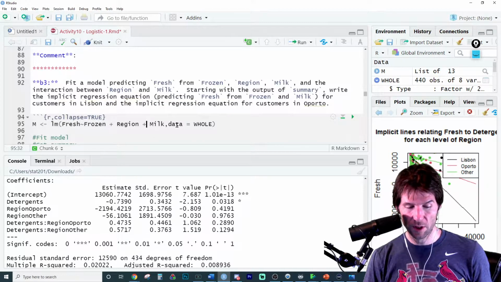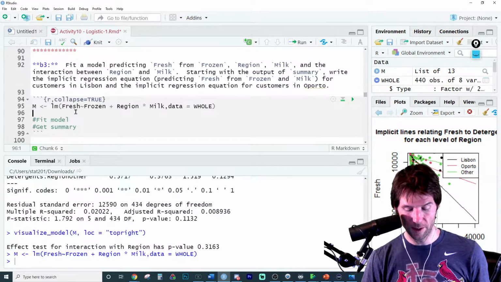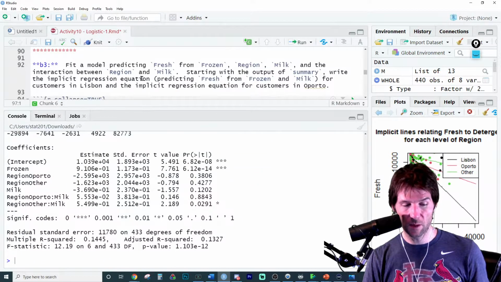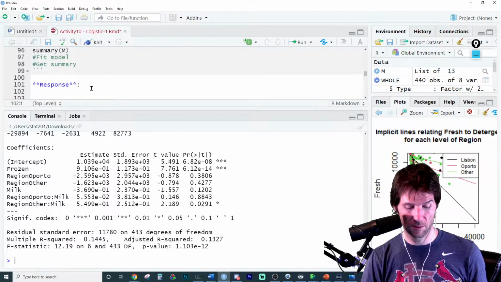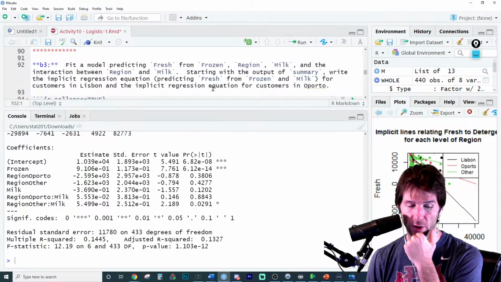And the interaction between region and milk. Okay, cool. I should write out the implicit equations. So once again, when we get the summary right here, it comes down to just remembering to do this plus this times this plus this times this plus this. And does it want the whole equation? Write the predicting fresh for the customers in Lisbon and the implicit regression equations for customers in Oporto.